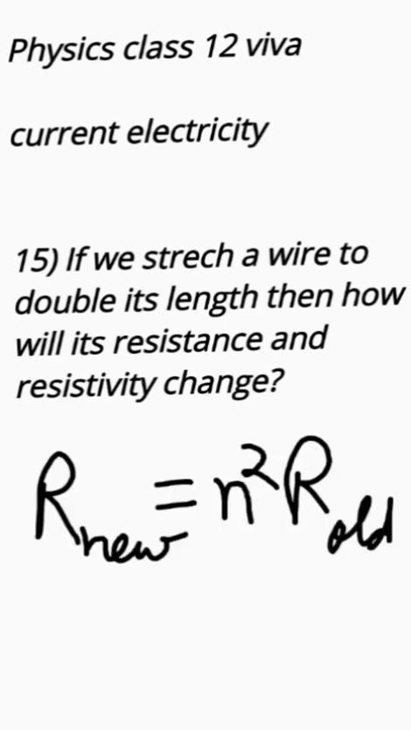Here is a formula: new resistance will be n square times the old resistance, where n is how many times the length is increased. Like here it is doubled, then it will be 2 to the power 2, that is 4 times. If it would be 3 times increased, then 3 to the power 2, that is 9 times. And same for not double or triple, 1.5 times, whatever.